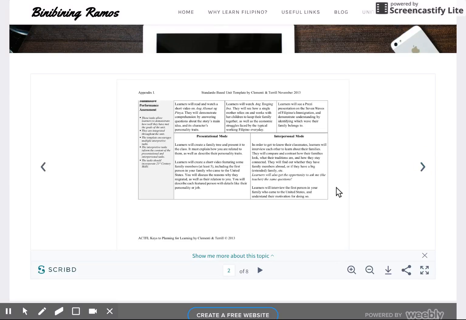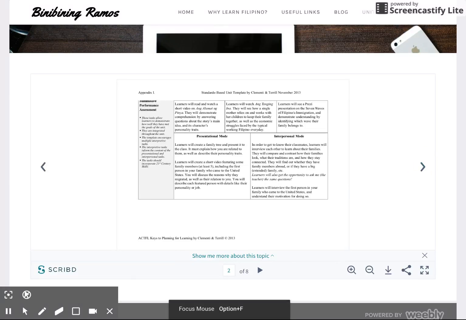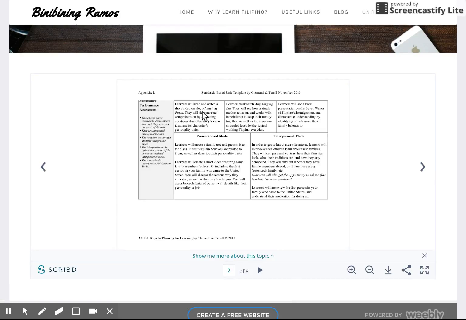The interpretive tasks in this unit range from reading and watching videos on Ang Alamat ng Pinya, which is a canon of Filipino literature. I wanted to use that text to jumpstart conversations about families in the Philippines. Alongside that, I wanted students to watch Ang Tanging Ina, which is a classic Filipino comedy that talks about big Filipino families and hardships that they face in the Philippines.